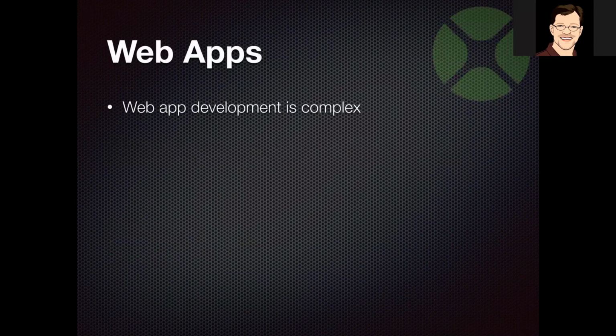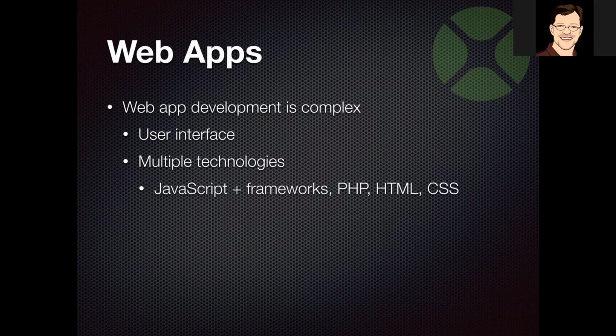So web apps. If you've ever made a web app not using Xojo, or you've thought about making a web app, you know that web app development is complex. The user interface can be tricky to put together. You often have to do that by coding the user interface. Multiple technologies are often involved, such as JavaScript, the multitude of JavaScript frameworks that are out there that you have to decide on, PHP, HTML, CSS. All these tools often work together to make a single web app, and that can be complicated and difficult for people to work with.